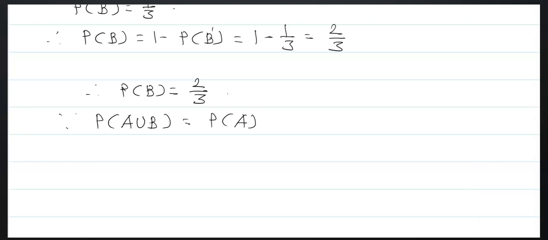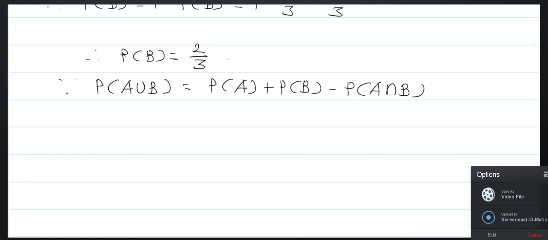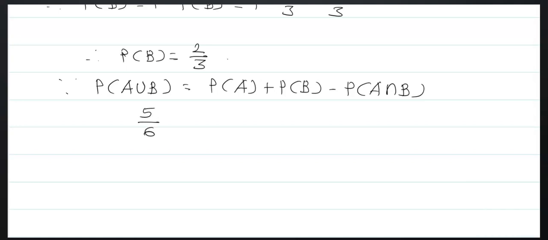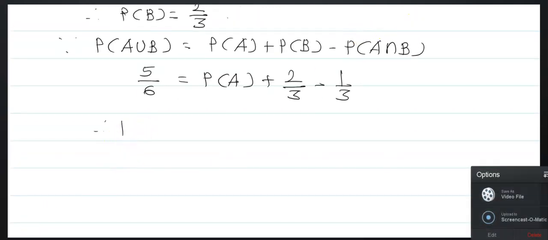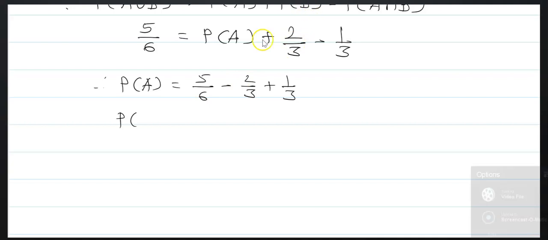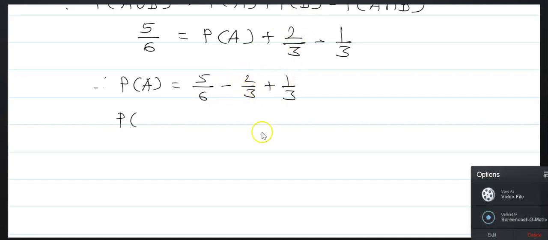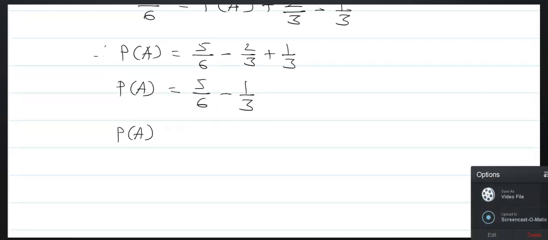Probability of A union B is equal to P of A plus P of B minus P of A intersection B. Now, substitute the values. That is 5 by 6 is equal to P of A plus 2 by 3 minus 1 upon 3, and P of A is equal to 5 by 6 minus 2 upon 3 plus 1 upon 3. Therefore, P of A is equal to 5 by 6 minus 1 upon 3.